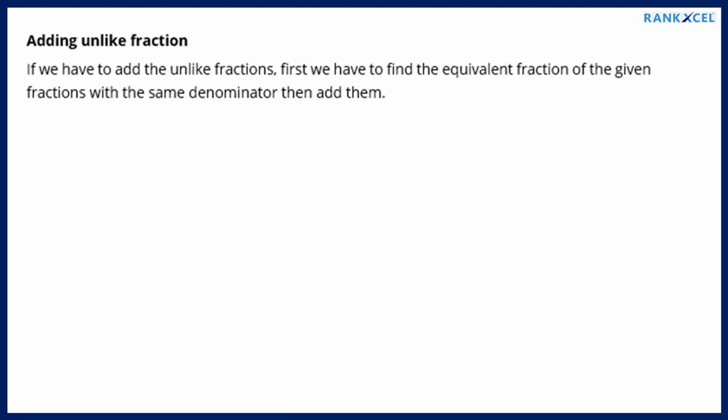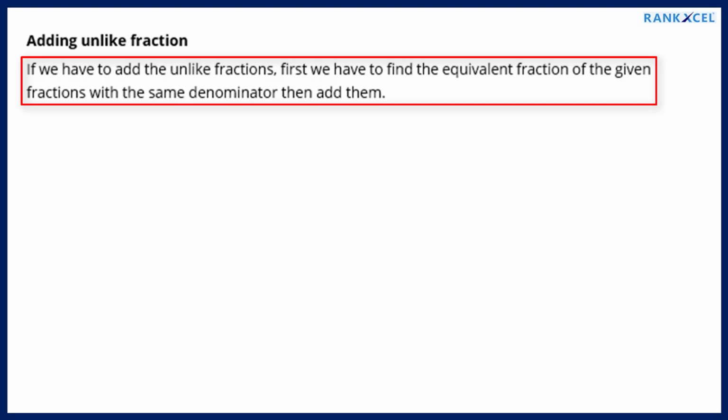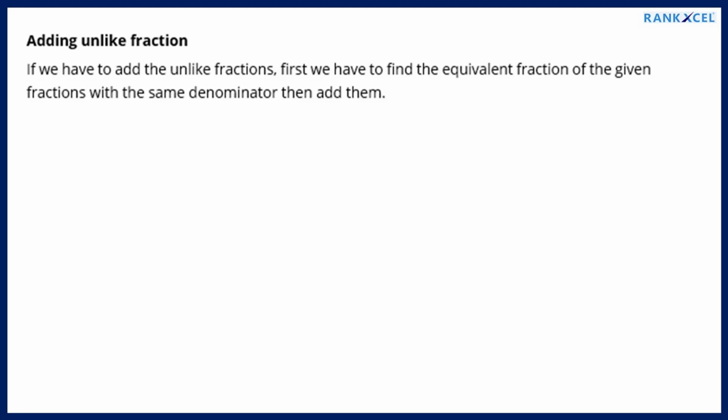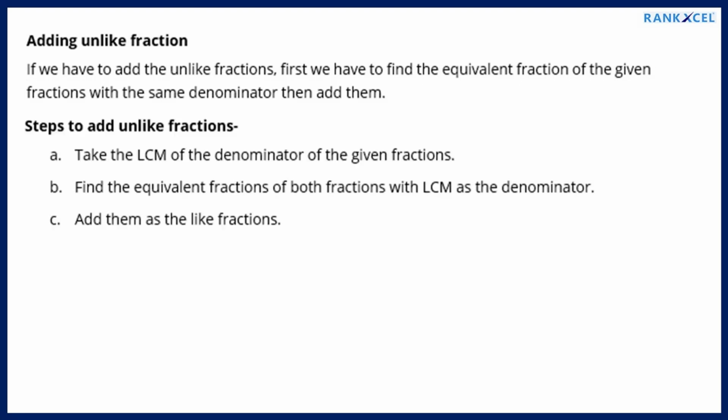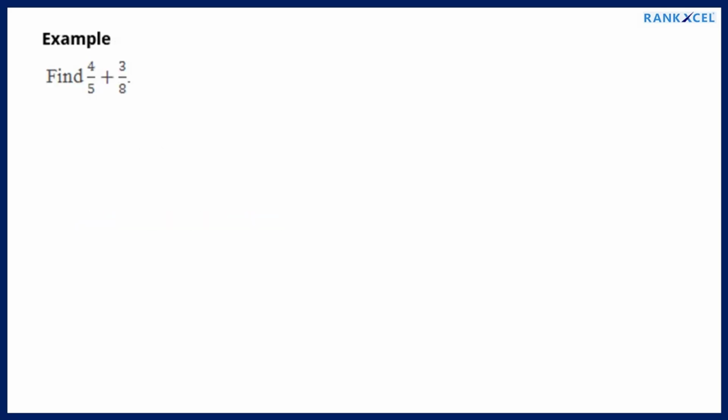Three. Adding unlike fractions. If we have to add unlike fractions, first we have to find the equivalent fractions of the given fractions with the same denominator, then add them. Steps to add unlike fractions. A. Take the LCM of the denominators of the given fractions. B. Find the equivalent fractions of both fractions with the LCM as the denominator. C. Add them as like fractions. Example.